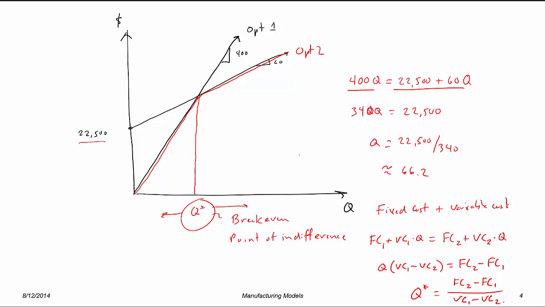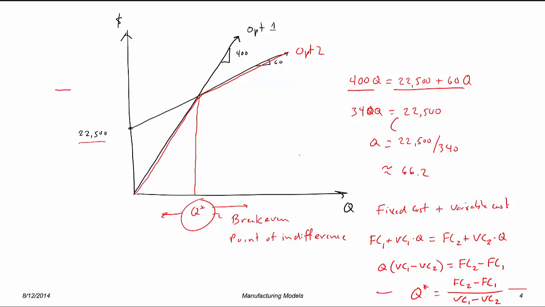And you can see that's exactly what we have here. So this is the fixed cost for option 2. Option 1 didn't have a fixed cost, divided by the variable cost for option 1, which is 400, minus the variable cost for option 2. And so now we have this general relationship to determine the break-even point.